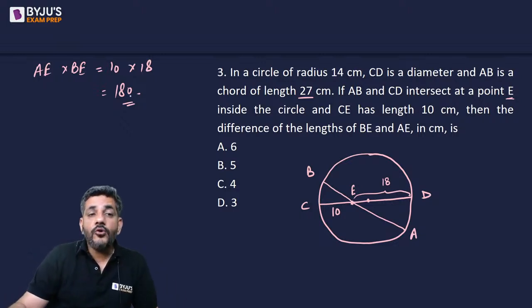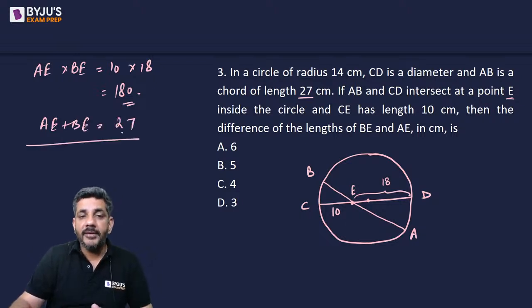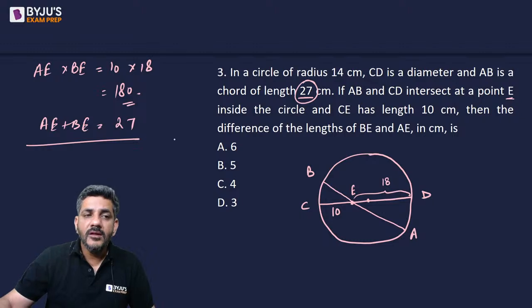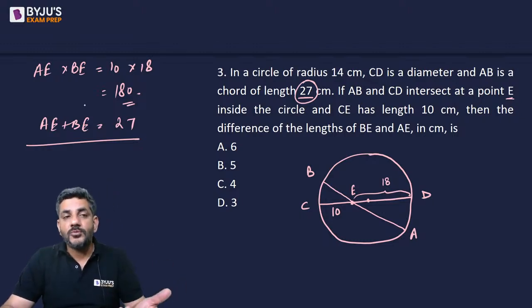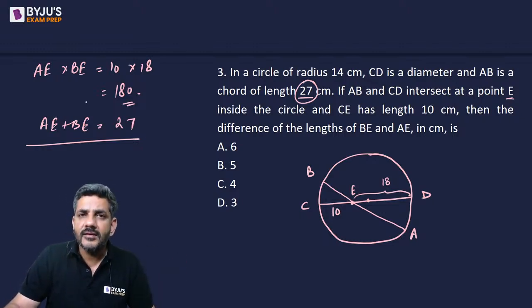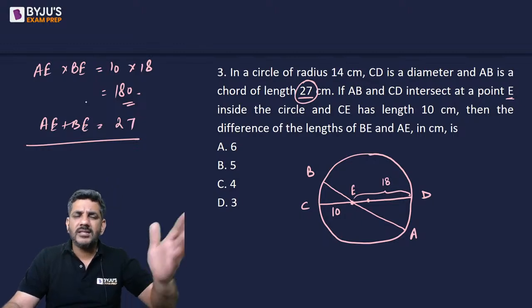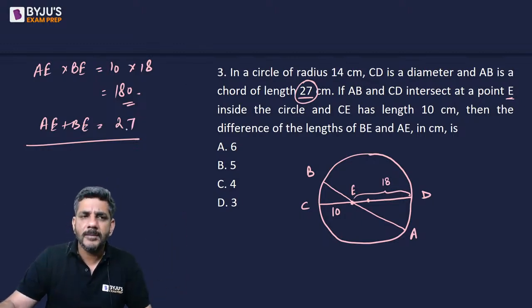Now AE into BE is 180, and AE plus BE is AB, which is given as 27. AB's total length is 27, remember. So it's a sum of two numbers that is 27 and the product is 180. So what could the two numbers be? Rather than making an equation, try with some numbers. Let me take 20 and 7. 20 and 7 gives 140. 19 is not a multiple of this. Let me take 18 and 9.